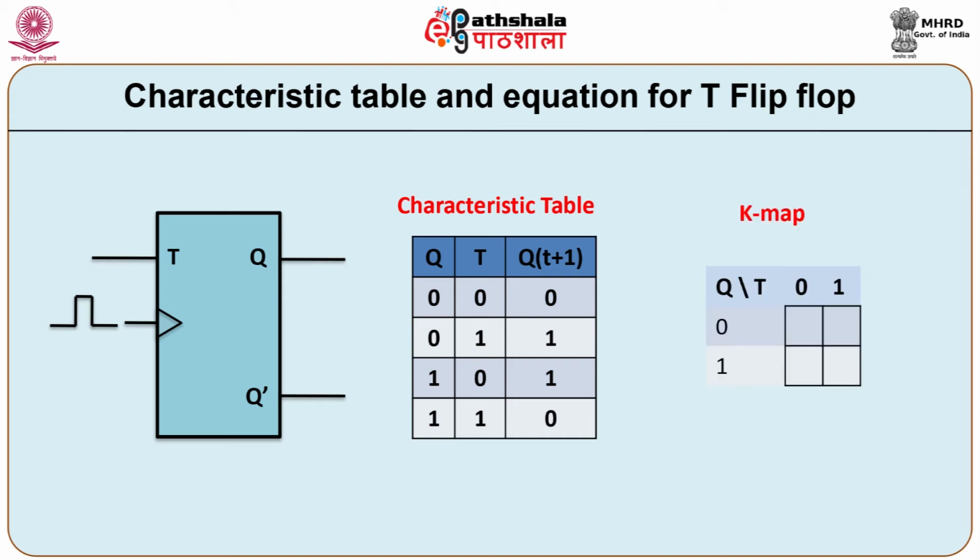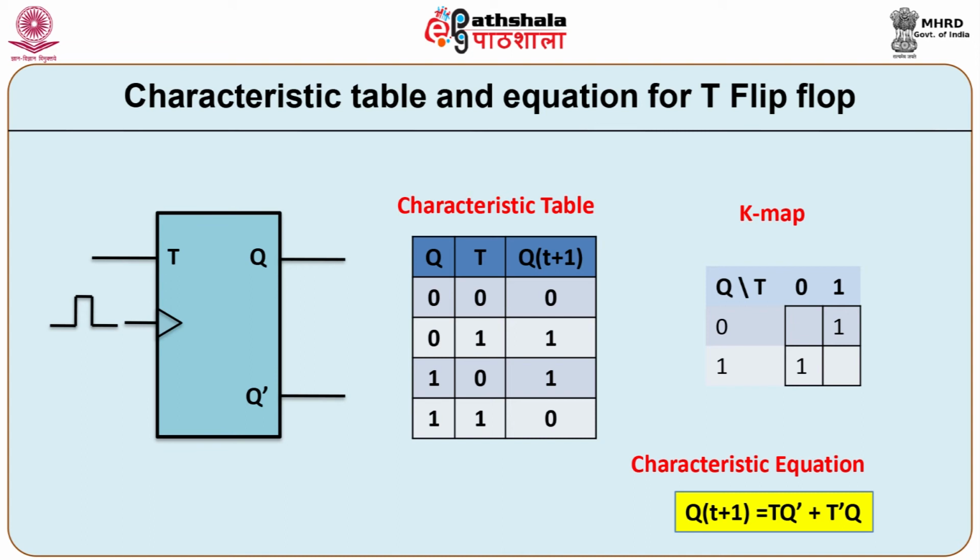Let us map the characteristics table in a two variable K map. With Q is equal to 0 and T is equal to 1, the next state 1 is mapped. Further, when Q is equal to 1 and T is equal to 0, the next state 1 is mapped. It is not possible to simplify the K map. Therefore, the characteristics equation of T flip flop is given by Q(t+1) is equal to T Q bar plus T bar Q.